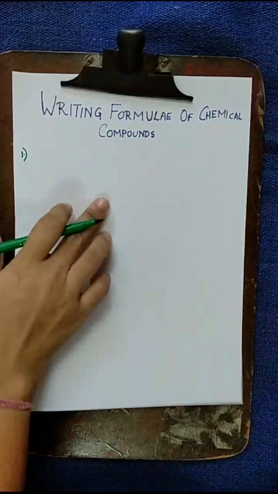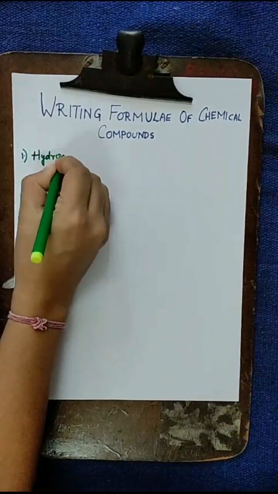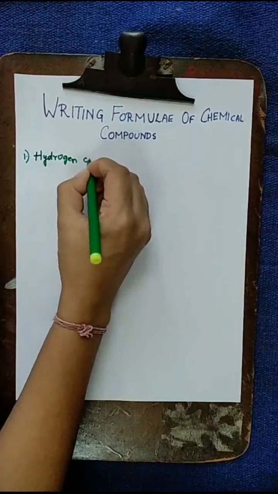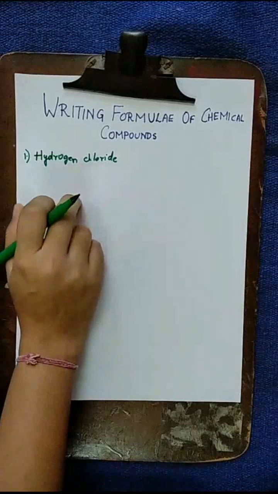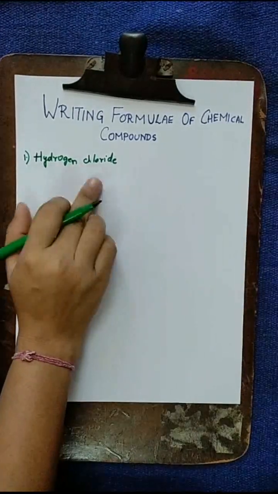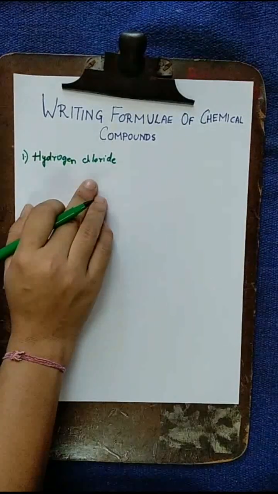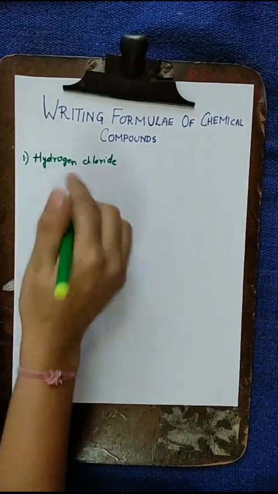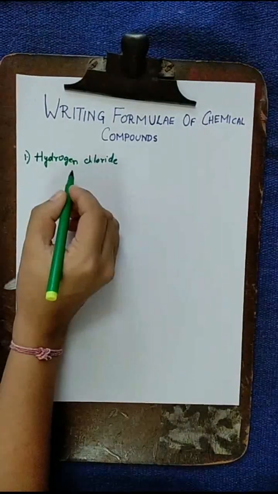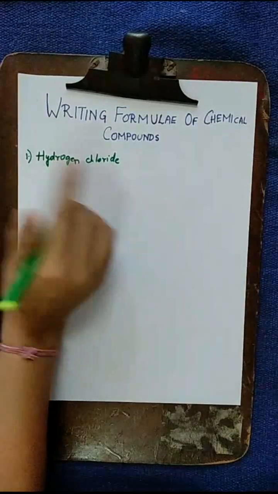hydrogen chloride. The very first step is to recognize which among these two is the cation and the anion. That is, the one which consists of positive charge and the one which consists of negative charge. For this, we have to know the symbol and the ionic charge of the individual elements.